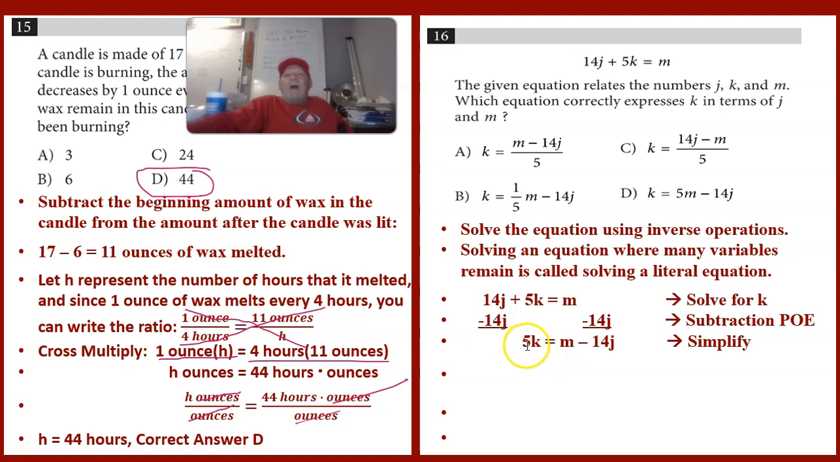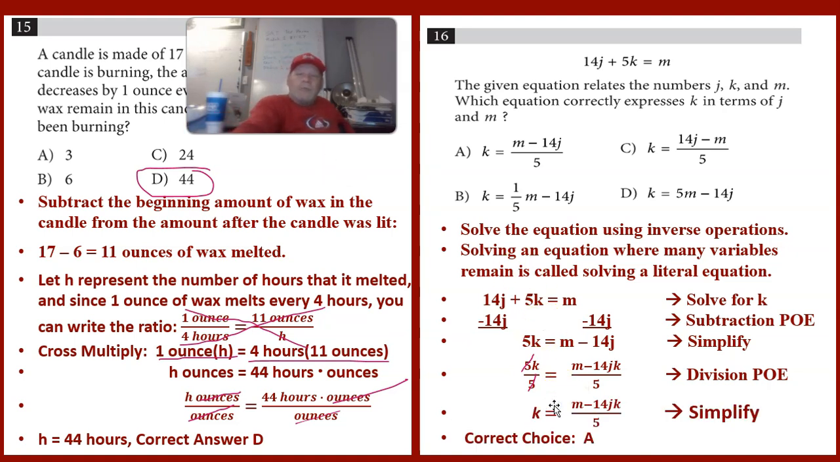Now I've got to get rid of multiplying by 5. So the inverse of multiplying by 5 is dividing both sides by 5 using the division property of equality. Well, when I do that and simplify it, these 5s are going to cancel. And then I have k equals, which is what I wanted. And that's what the multiple choice looks like. And it ends up being choice A when I simplify it.